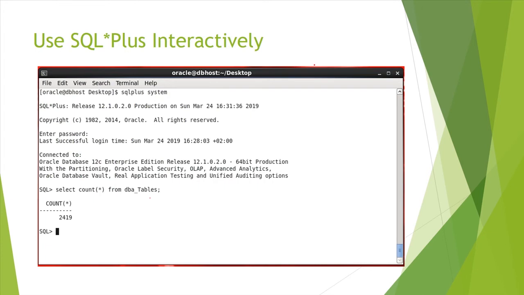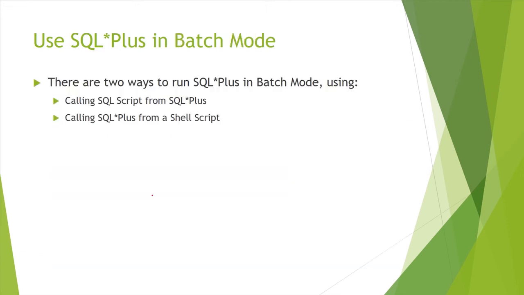Use sqlplus interactively. To use sqlplus in interactive mode, just type the sqlplus command followed by the database username. For example, here we are using the system user. Once you type sqlplus and the name of the user, system, Oracle will ask you to provide the password for the user provided here. Once you log in to the database, you can then type your statements. For example, select count star from DBA_tables.